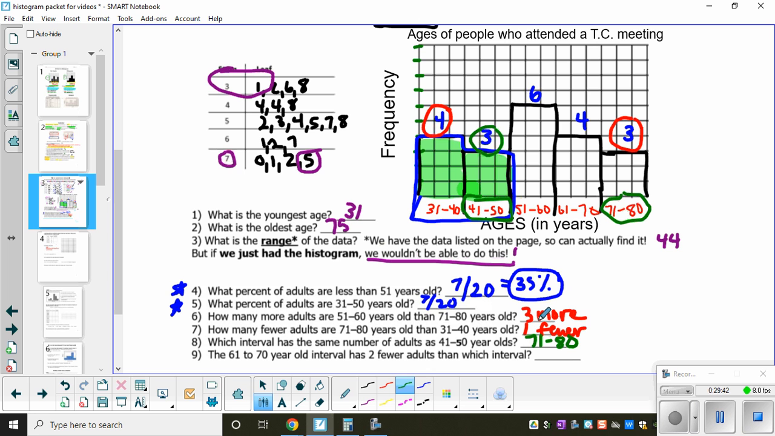All right, and for the last question on this page, number 9, we've got the 61 to 70-year-old interval. So 61 to 70, let me highlight it here in yellow. This interval has 2 fewer adults than which interval? Well, this one has 4. 4 is 2 fewer than what number? 6. So it has 2 fewer than this interval right here, 51 to 60.